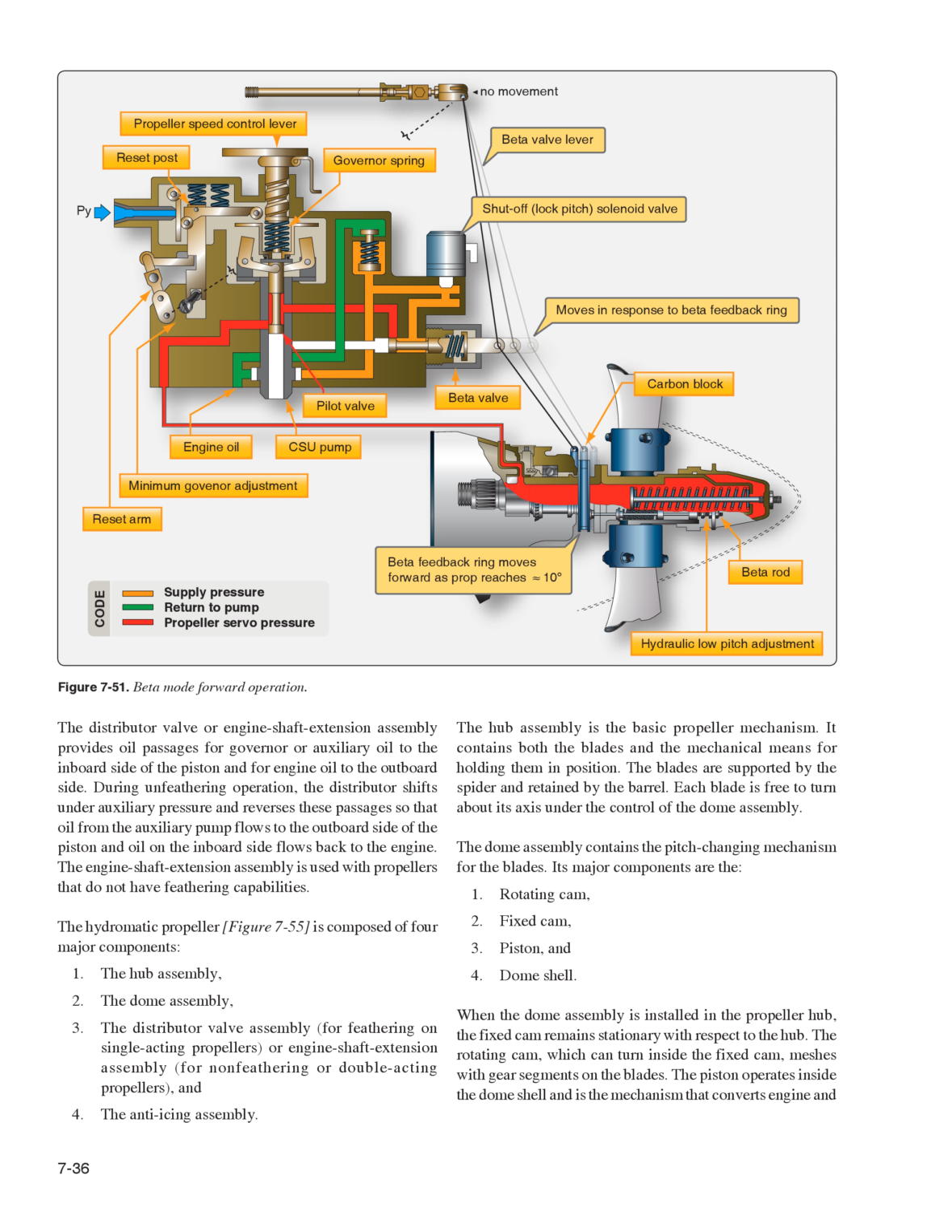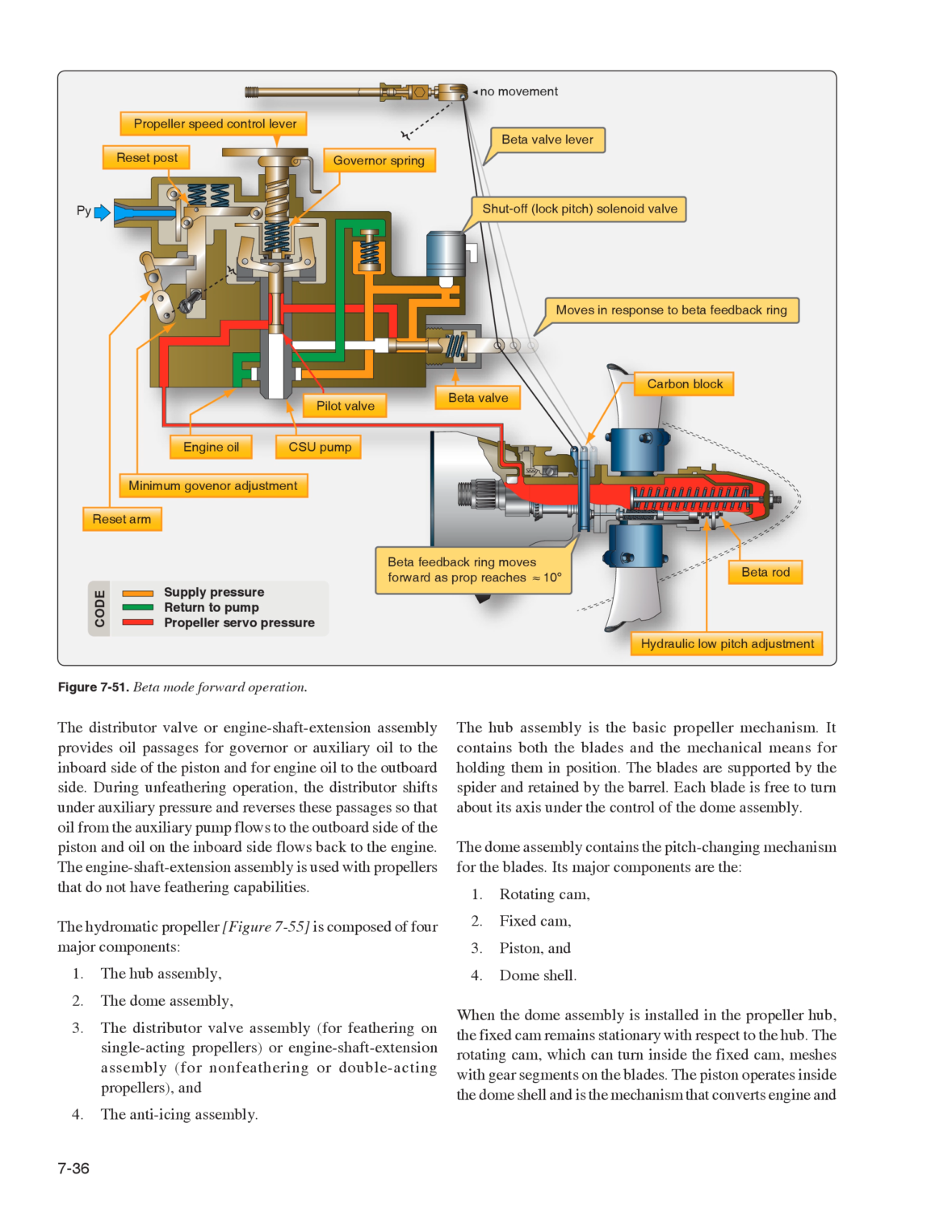The hub assembly is the basic propeller mechanism. It contains both the blades and the mechanical means for holding them in position. The blades are supported by the spider and retained by the barrel. Each blade is free to turn about its axis under the control of the dome assembly. The dome assembly contains the pitch-changing mechanism for the blades. Its major components are the 1. Rotating cam. 2. Fixed cam. 3. Piston, and 4. Dome shell.